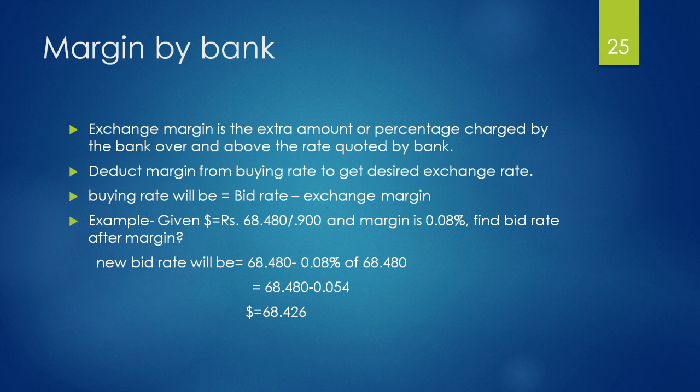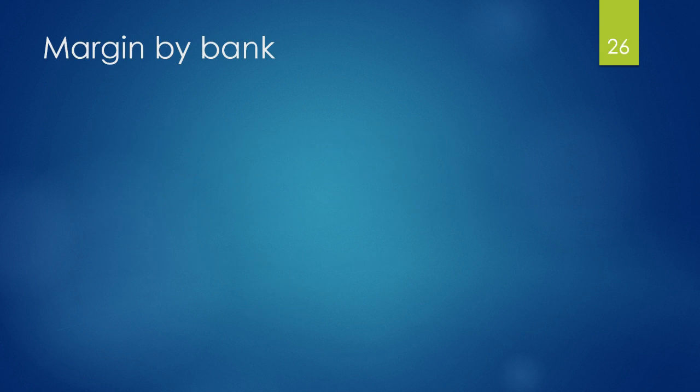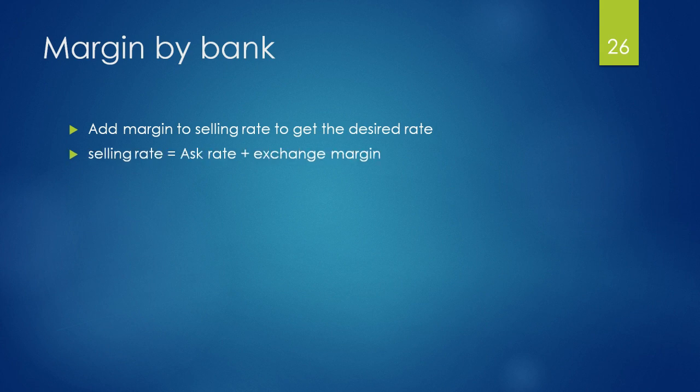We saw the bid rate, but what about the ask or offer rate? So you have to add margin to the selling rate to get the desired ask or offer rate. Thus, the new selling rate will be ask rate plus exchange margin. Let's understand with the help of an example.